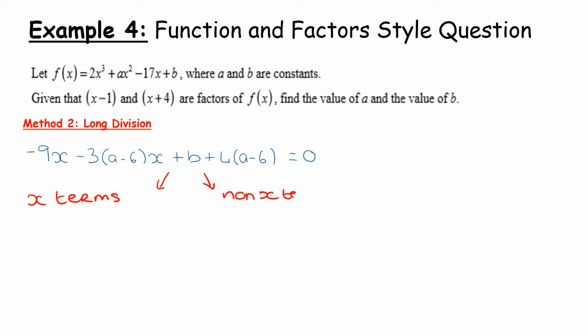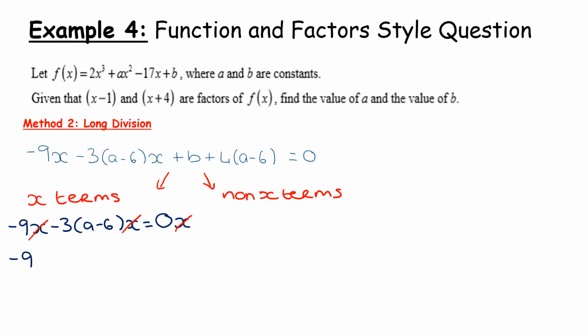Non-x terms. Now, just that 0 sometimes throws people. So we have a minus 9x minus 3a minus 6x equals, and there's no x's on the right hand side. So you can write 0 or 0 x's if you prefer. The x's, we can divide across by an x, we can ignore the x's, we can focus on the coefficients, whatever way you want to think about that.